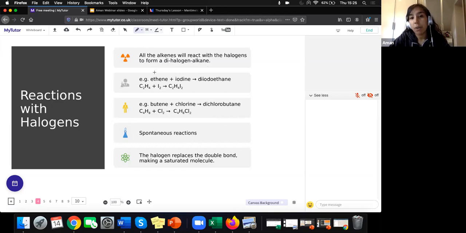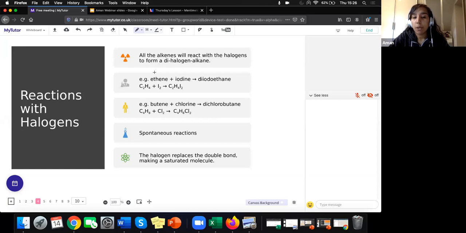The hardest part that I always find is balancing the equations. But if you remember the rules that we went through yesterday, if you start with carbon, then do hydrogen, and then do oxygen, that's the best way that I always find for balancing combustion reactions. So as I said, you need to know the first 4 alkenes: ethene, propene, butene, and pentene.